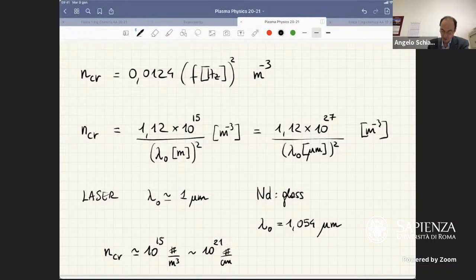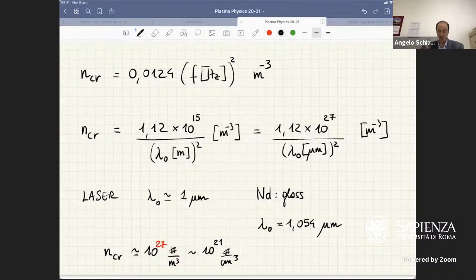Sorry, it is 10 to the 27 here. Okay, we have to use this formula here. So it's 10 to the 27, let me correct it in red, electrons per cubic meter. So this becomes 10 to the 21 electrons per cubic centimeter, per cc.